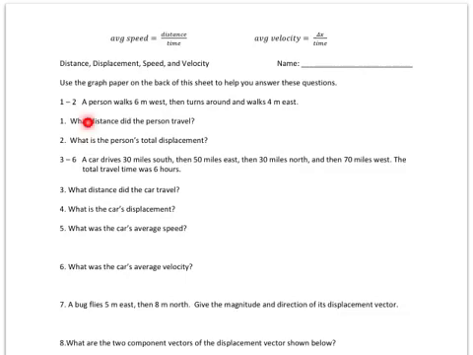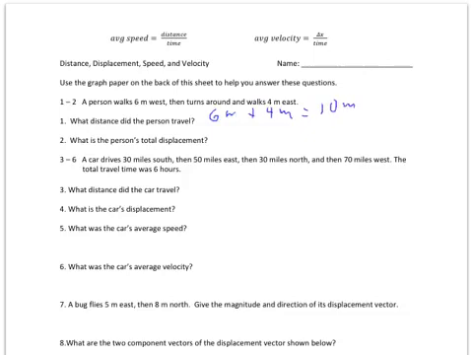So the first question, what distance did the person travel? Remember, distance is a scalar, so we simply say they walked 6 meters plus 4 meters. So the distance they traveled was 6 meters plus 4 meters. So the person walked 10 meters.